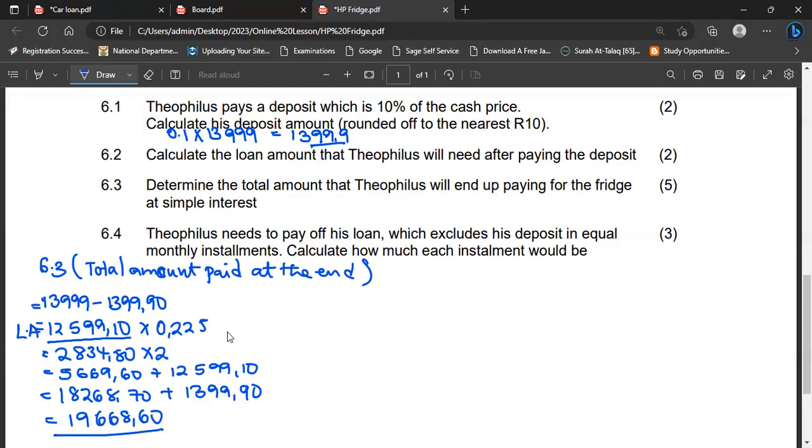All right. Now, when we look at 6.4, they are asking us needs to pay off his loan, which excludes the deposit, in equal monthly installments. So how much is each installment, in other words, they're looking for monthly installments. So remember, we added the deposit. So we pick this number here, which is 18,226.70. We divide this by 12.